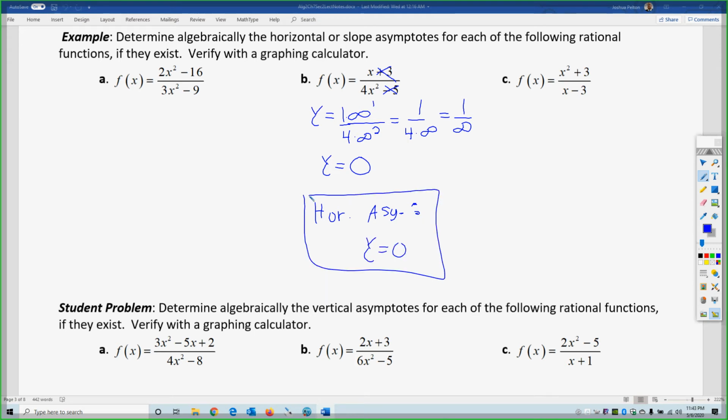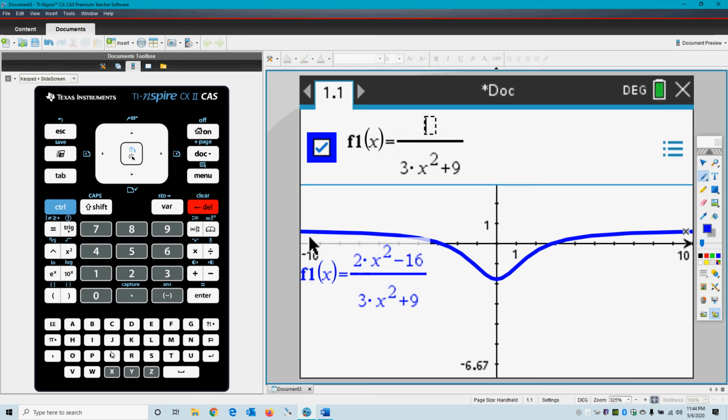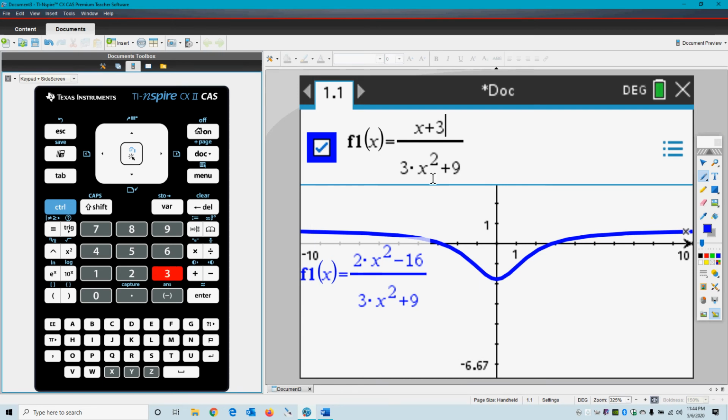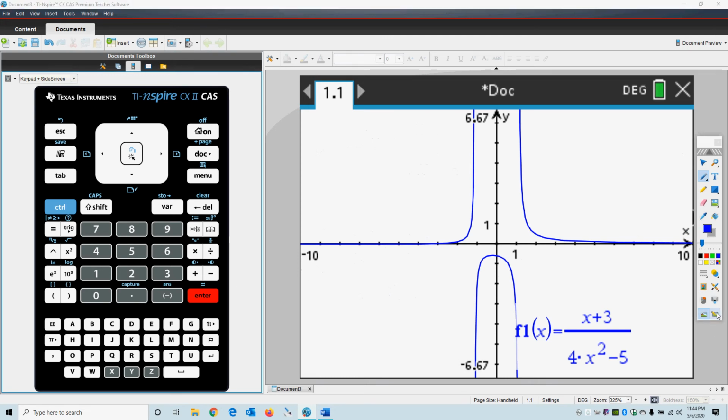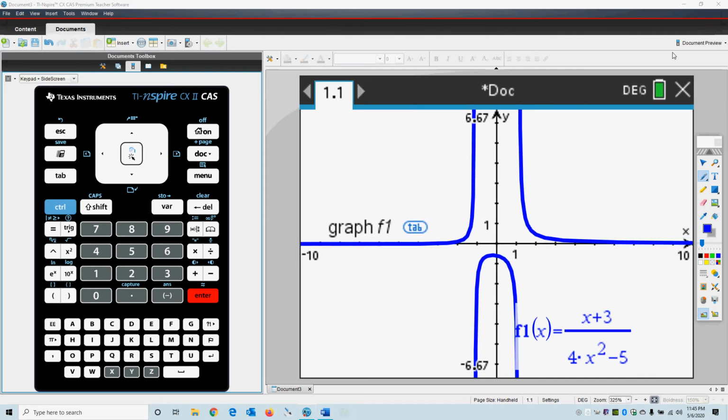All right, so that is the scenario where the bottom is bigger than the top as far as the power goes. So let's look in the calculator and see what that looks like. We have x plus 3 in the numerator, and then I believe we had 4x squared minus 5 in the denominator. You notice that we do have parts in top and bottom, but the end behavior of the graph is this horizontal line of y equals 0 that it's approaching as it goes to infinity and negative infinity, because that's what it's approaching for the x value. Hence why we plugged in infinity. Okay, third problem.